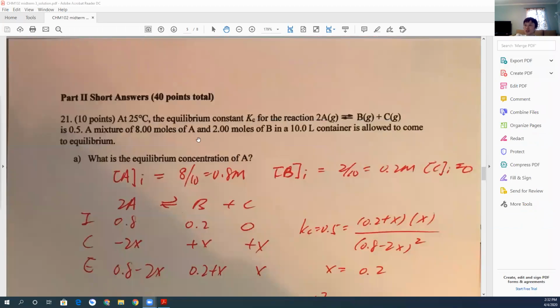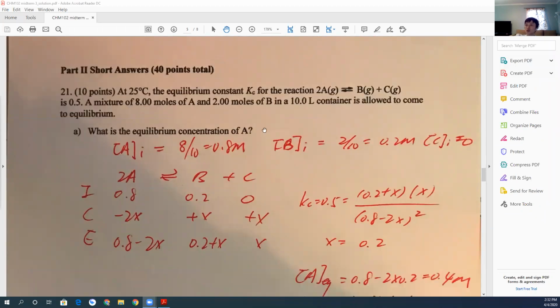Now let's jump to the short answer. This first one is very similar to the one in the practice exam. Most of you did really well, but many of you still have trouble with this type of calculation when these types of equations are involved. For this one, we have 2A generating B and C. The initial concentrations of A and B are given, so we convert the number of moles and the volume into molar concentration. So you have 0.8 molar of A and 0.2 molar of B.